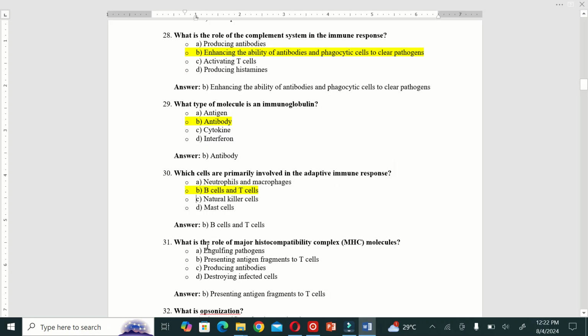The next MCQ is: what is the role of major histocompatibility complex molecules? A. Engulfing pathogens. B. Presenting antigen fragments to T cells. C. Producing antibodies. And D. Destroying infected cells. So the correct option is B. Presenting antigen fragments to T cells.